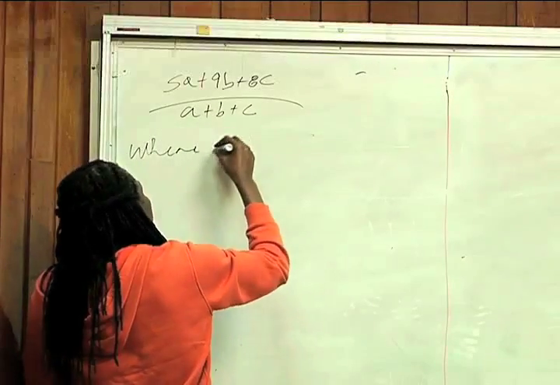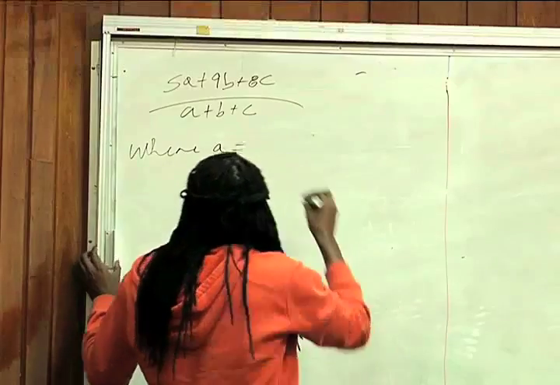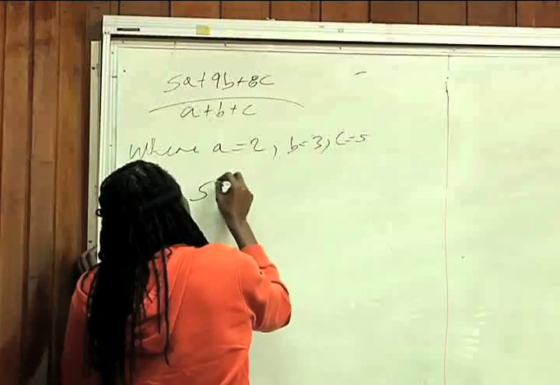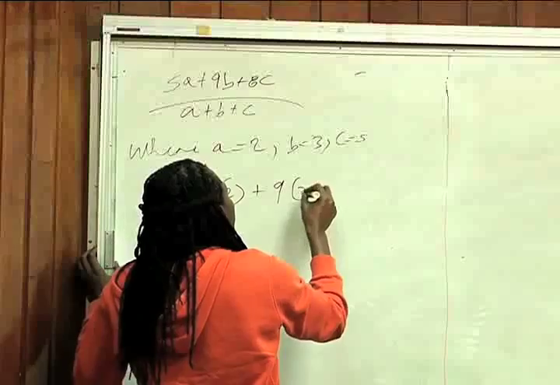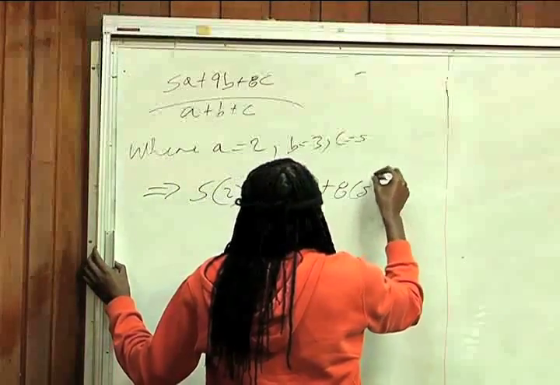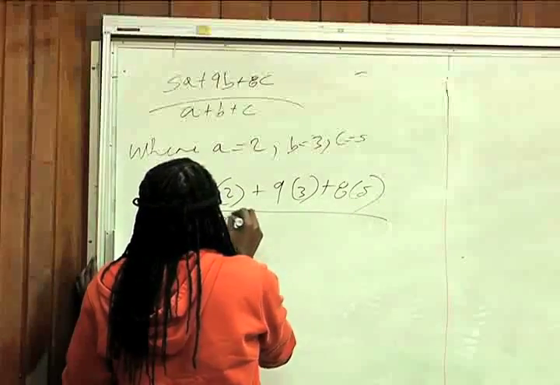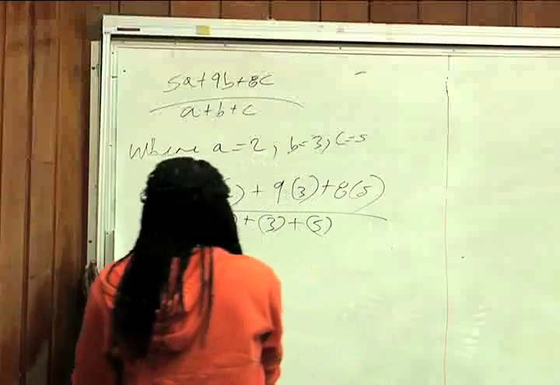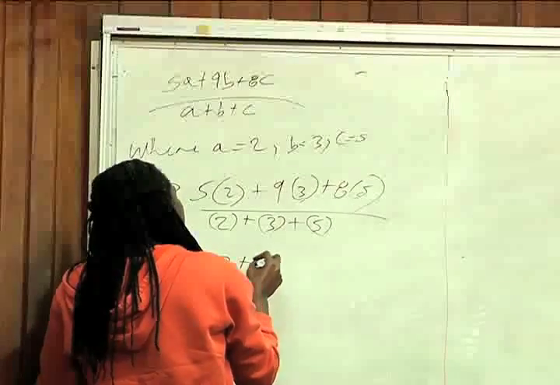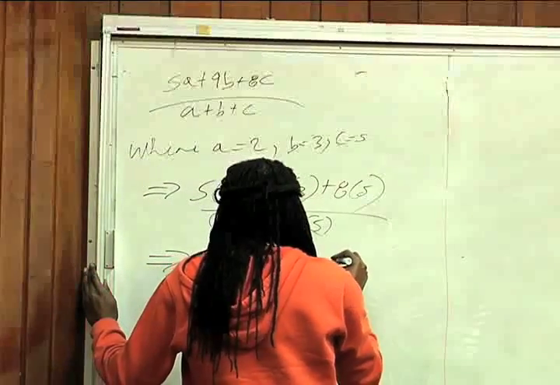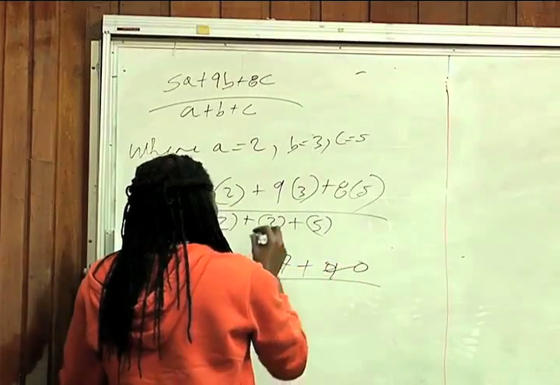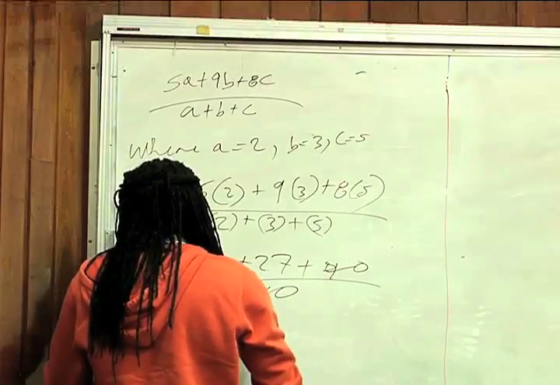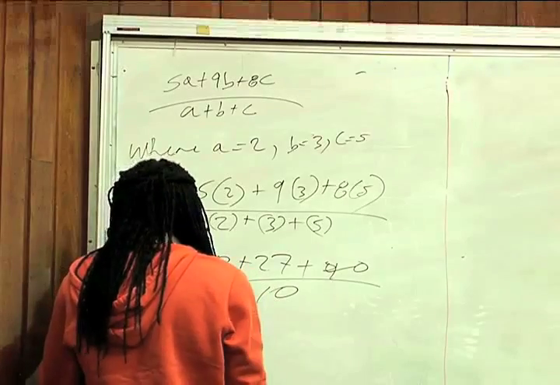A equal 2, B equal 3, C equal 5, sir. This implies 5 bracket 2 plus 9 bracket 3 plus 8 bracket 5 over 2 plus 3 plus 5, which is 10. 10 plus 27 plus 40, that is 77, over 10, which implies 7.7.